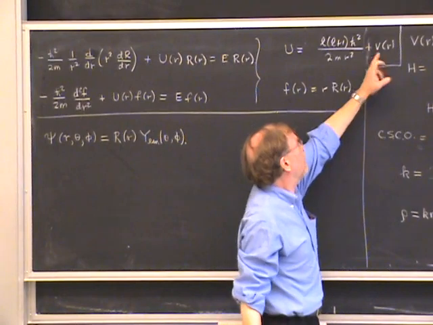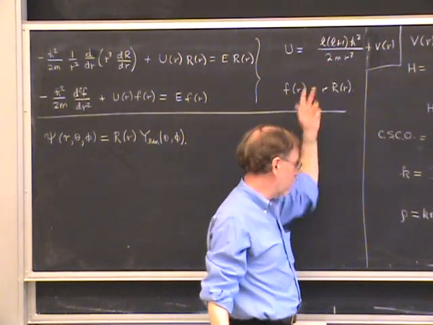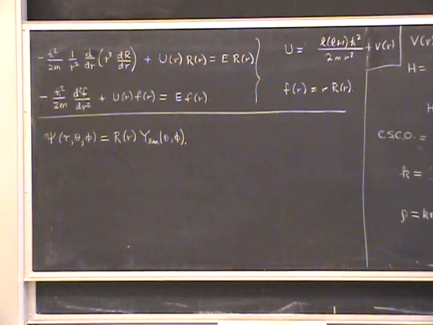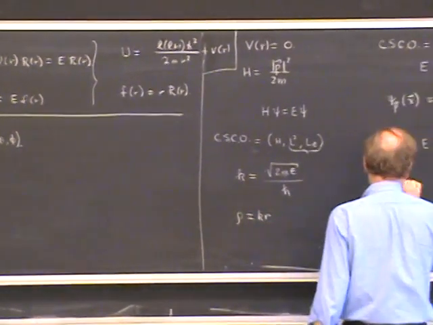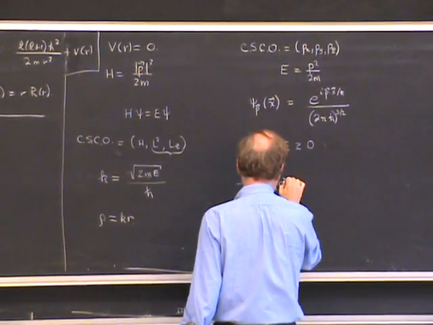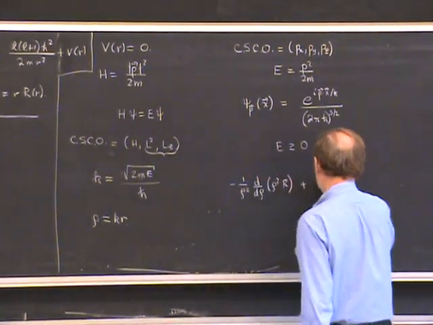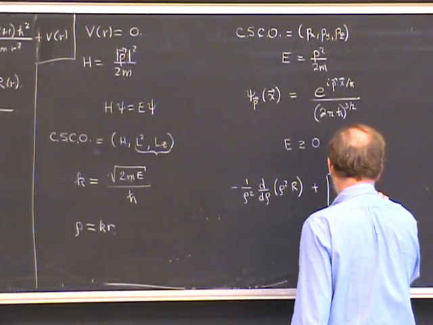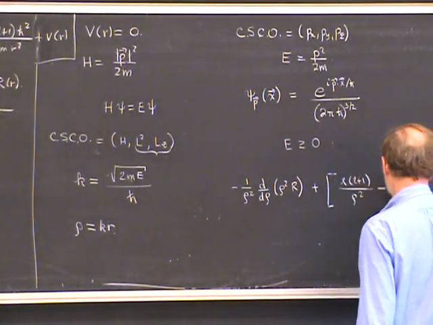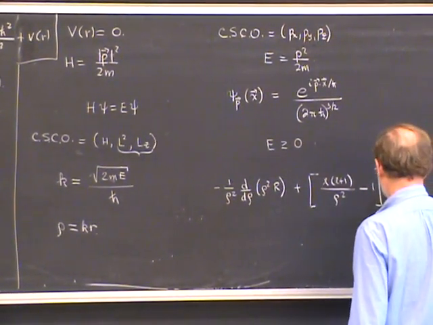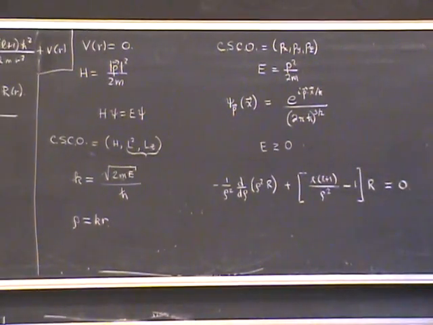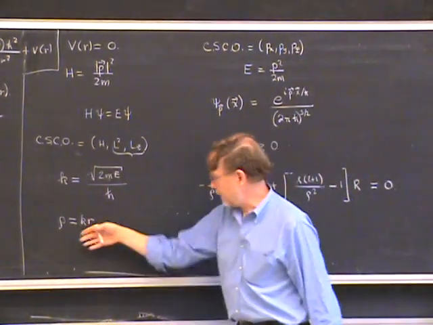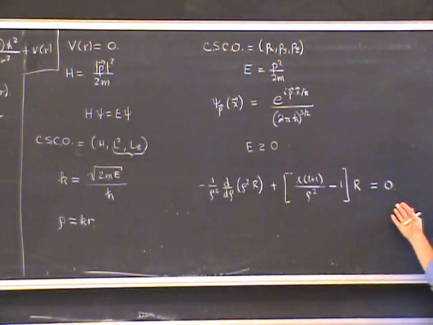in which the true potential vanishes, so there is only a centrifugal potential, then the radial equation we get in terms of the rho variable is this. It's minus 1 over rho squared times d/d rho of rho squared dR/d rho, plus the quantity l times l plus 1 over rho squared minus 1, times R equals 0. Basically, this substitution, rho equals kr, gets rid of all the physical constants in version 1 of the radial Schrodinger equation.